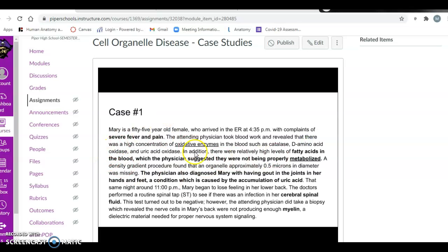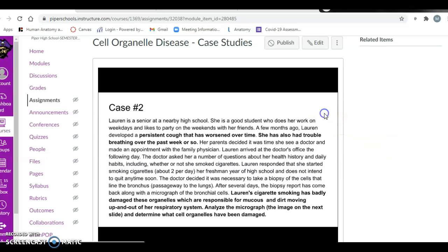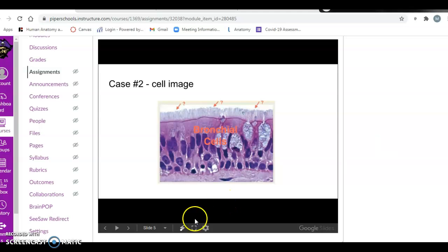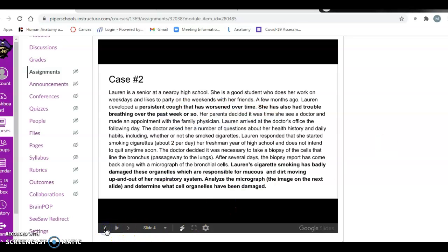So you're just going to read through. Now, like I said, really pay attention to the boldface words and maybe things that are underlined, because this is going to give you some clues on the different organelle that is not functioning correctly. So you have 5 different case studies. Some of them have images to help you out and understand what's not working correctly.